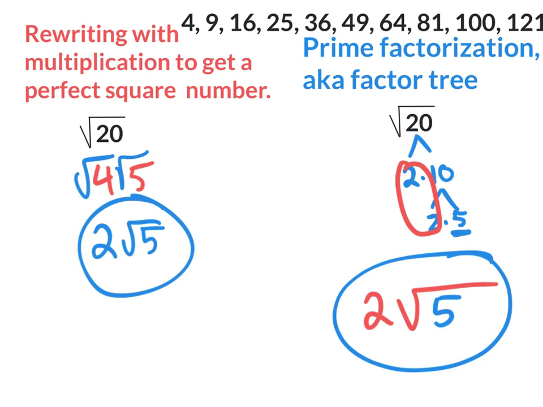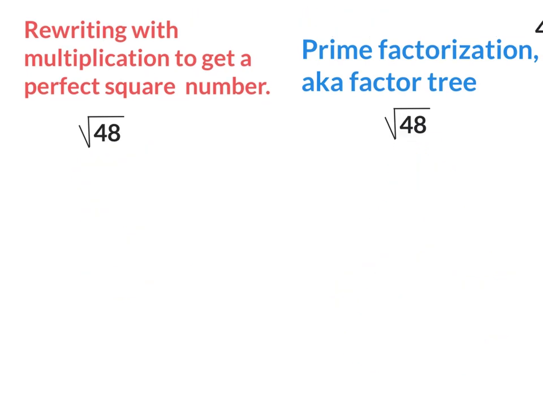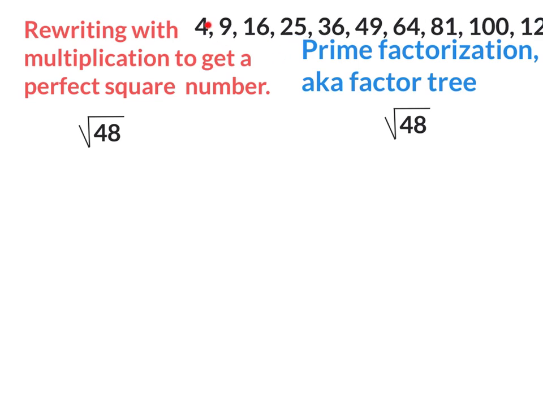Now, if you are comfortable with the first way, keep it. But if you're still like, I have no idea, I don't want to think about perfect square numbers, this might be the better option for you. Let's do a couple more. So right here, you have 48. What could we rewrite that to? I mean, 4 times 12 will work, but try a bigger perfect square number.